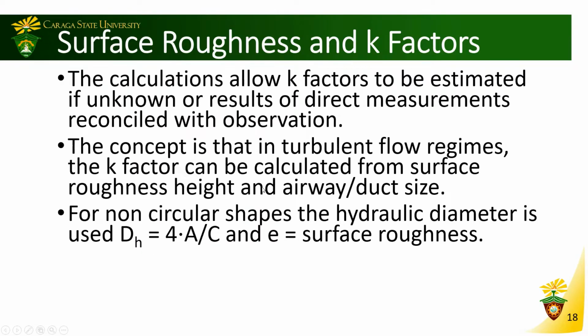The calculations allow K factors to be estimated if unknown, or results of direct measurements reconciled with observation. The concept is that in turbulent flow regimes, the K factor can be calculated from surface roughness height and airway or duct size. For non-circular shapes, the hydraulic diameter is used, and it is equal to 4A over C, and E is the surface roughness. Okay, so this just relates the importance of K factors.